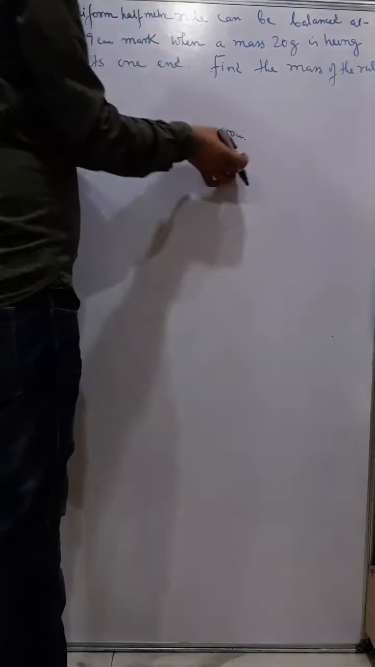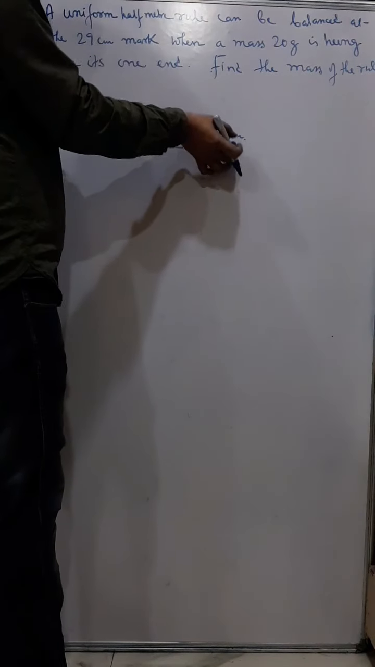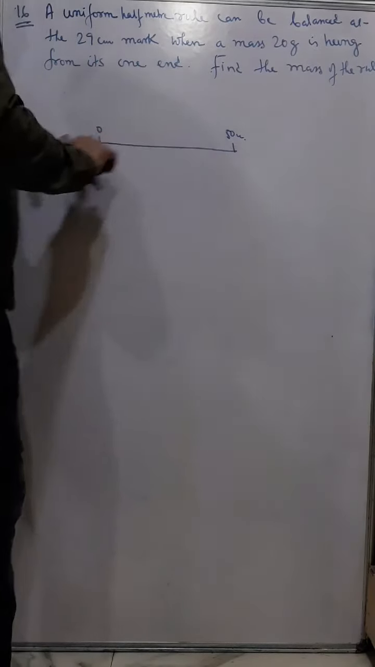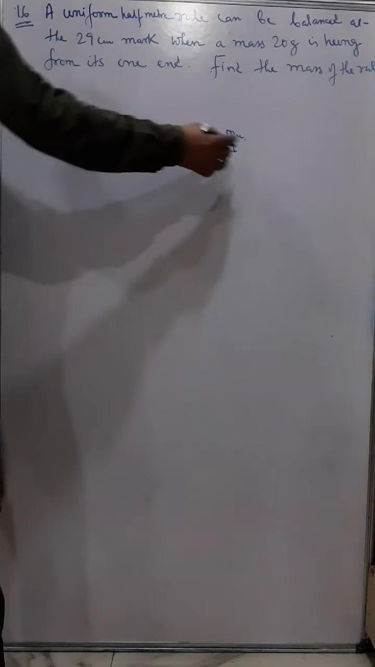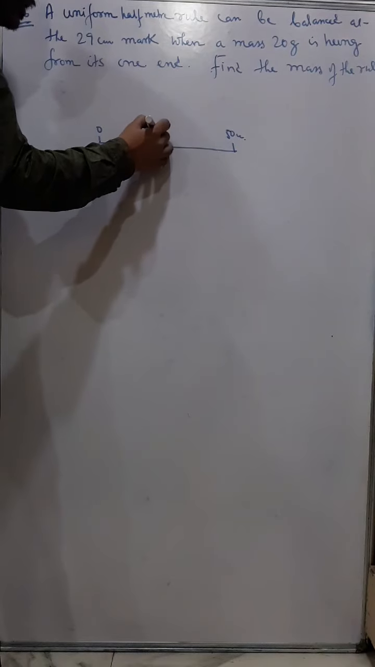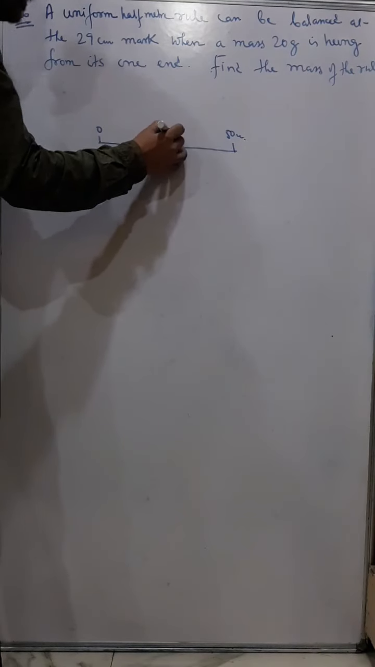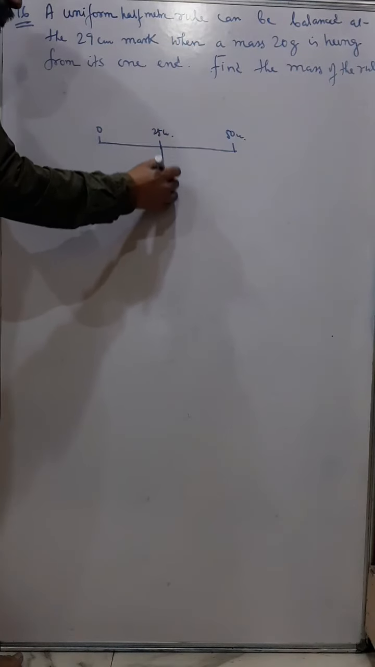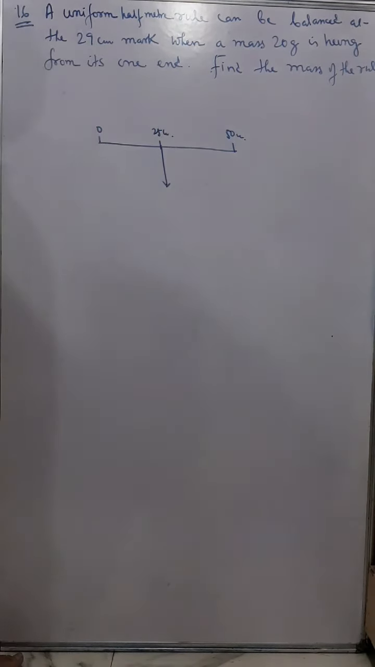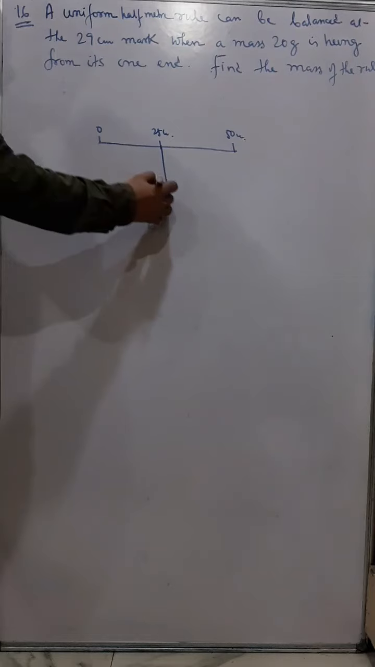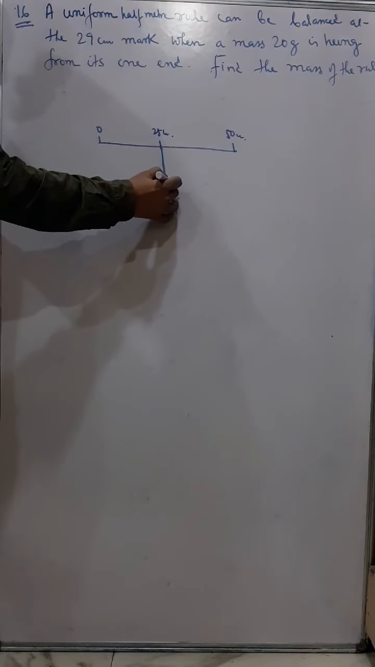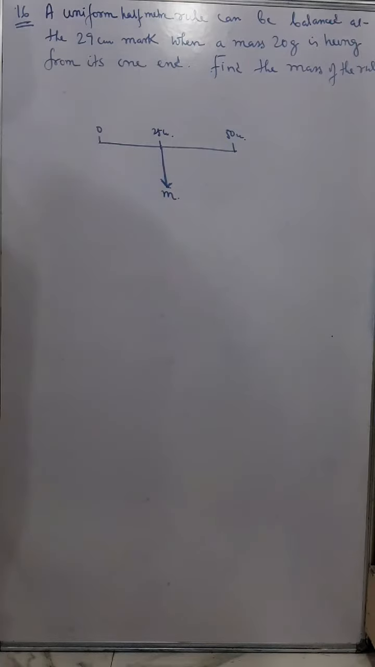In a normal meter rule of 100 centimeters, the center of gravity, that means the weight, acts at the 50 centimeter mark. And in this case, for the half meter rule, the center of gravity will be at the 25 centimeter mark. That means the weight of the rule, or mass of the rule, is acting at this point.